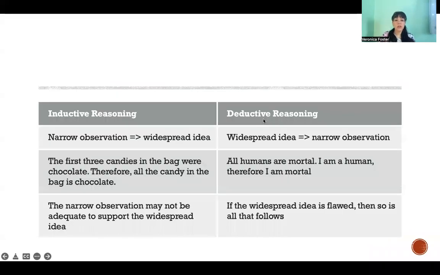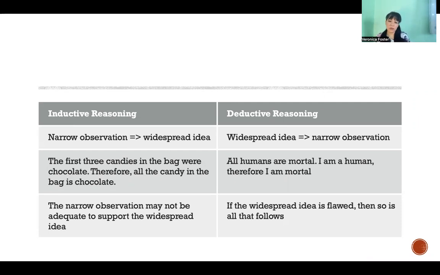So inductive reasoning is where we start with a narrow observation, and based on that, we work our way out to a widespread idea. Deductive reasoning is the exact opposite. We start with a widespread idea and work our way back to a narrow observation. So both can be done correctly or incorrectly. They have different potential pitfalls.